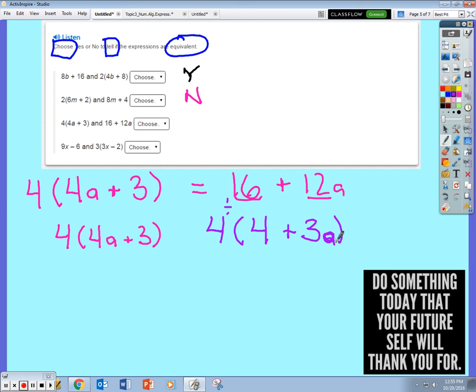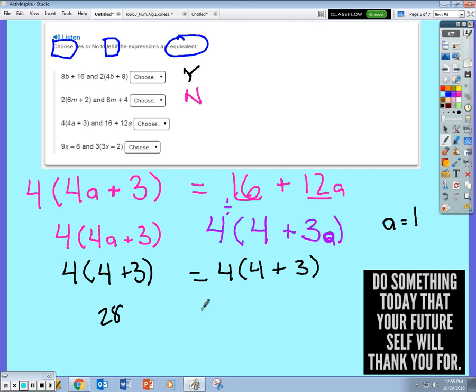She'd say these look really similar, but the 4a's here, the 3a's here, the variable is not the same. So she would know to test this. She'd say, hey, let's make a equal to 1. We'd choose something simple. Why make it harder, right? 4 times 1, when I substitute in 1, gives me 4 plus 3. Is this going to be equal to 4 times 4 plus, 3 times 1 is 3. Uh-oh, wait a minute here. That gives me 7, so that's 28. This is equal to 28.